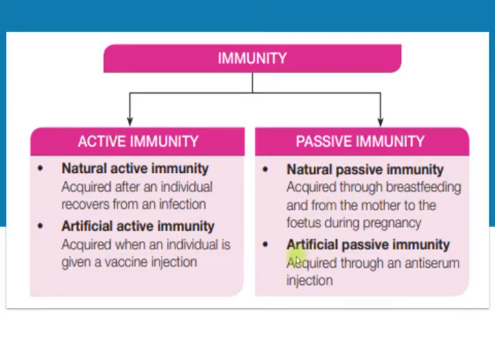Then the second one, artificial passive immunity, is acquired through an anti-serum injection. What is anti-serum? Anti-serum refers to serum that contains antibodies. It means our body receives the antibodies from the outside through injection. That is artificial passive immunity.